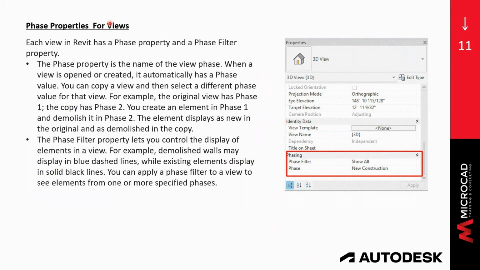As I mentioned at the beginning, for every view in the properties dialog box, you will have a phasing panel that will allow you to set the phase filter and the current phase of the view. If you're doing existing buildings, I advise creating views that are looking at the existing phase so that the walls that you create go automatically into the existing phase and you don't have to move them from one phase to the other.